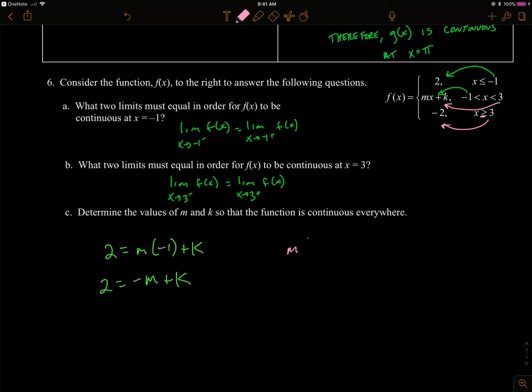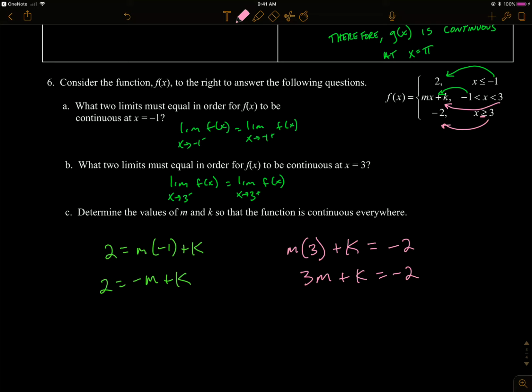So I go m times 3 plus k. I did my direct substitution. And then that's going to be equal to the limit as we approach from the right. Those are the x's bigger than 3. So I do direct substitution into the bottom function. It's just -2 because there's no x to plug into it. So if I simplify that, I get 3m plus k equals -2.